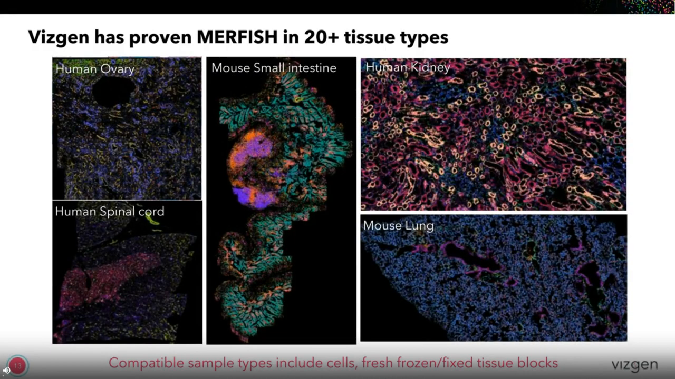So within the company, we keep pushing the limit of the technology by expanding the application areas. We have proven MERFISH in more than 20 different mouse and human tissues, and a few representative tissue types are shown on this slide. And I hope that these beautiful images illustrate how incredible spatial architecture different tissue types have, and how important it is to have this highly sensitive and versatile tool to profile the gene expression and cell types across different tissue types. And finally, just to add on, MERFISH is compatible with many different sample types, including adherent cells, suspended cells, fresh and fixed frozen tissue blocks as well.